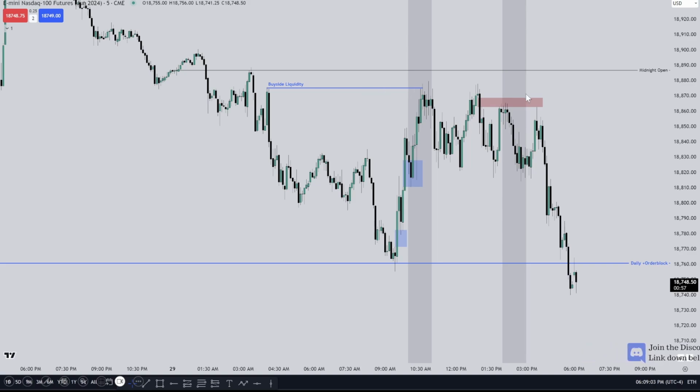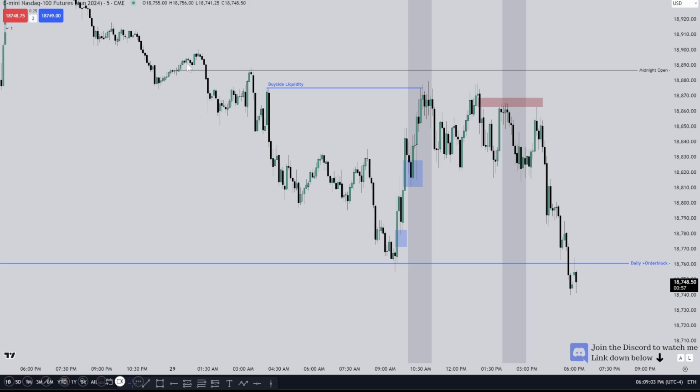So if we're far below that midnight opening price, like we were here and here, the best buys occur below the midnight opening price. So I would trust this setup here, and I would trust this setup here, targeting buy side because we're below that midnight opening price. On the other hand, the best selling opportunities occur above the midnight opening price. Look what we did here.